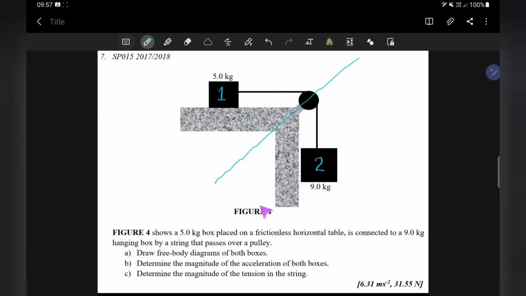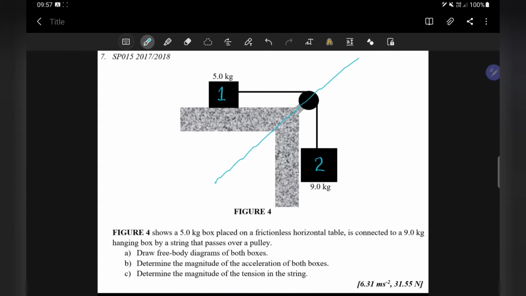Okay, so now please refer to the question. Figure 4 shows a 5 kilogram box placed on a frictionless horizontal table, connected to a 9 kilogram hanging box by a string that passes over a pulley. So the mass of body 1 and body 2 are given as 5 kilogram and 9 kilogram. Draw a free body diagram of both boxes. As I told you before, we need to separate these two bodies. Determine the magnitude of the acceleration of both boxes and determine the magnitude of the tension in the string.